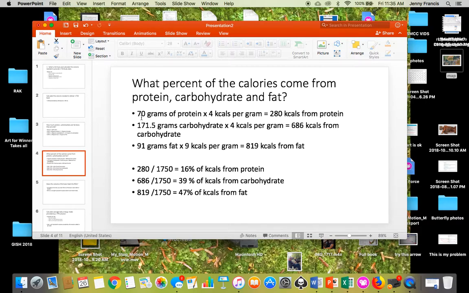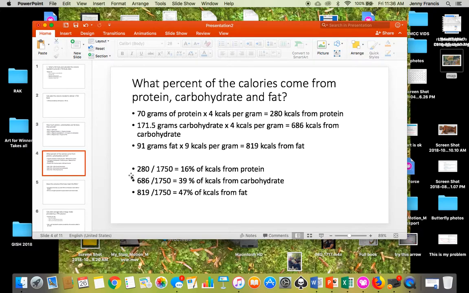So you need to do a little math here to get the ball rolling on these calculations. The first thing you're going to do is say we have 70 grams of protein times 4 calories per gram, 280 calories from protein. Same with carbohydrate, times 4 calories per gram. Same with fat, times 9 calories per gram. Now we know how many calories come from each nutrient, but we still don't have a good sense of what proportion that is. What we need to do is compare it to the total calories. So that's the second half of this calculation.